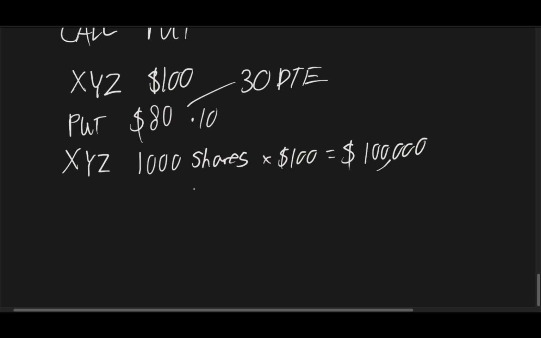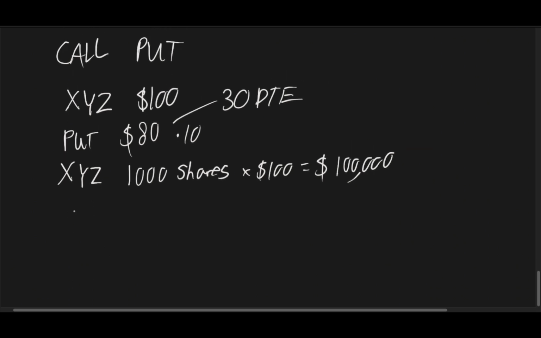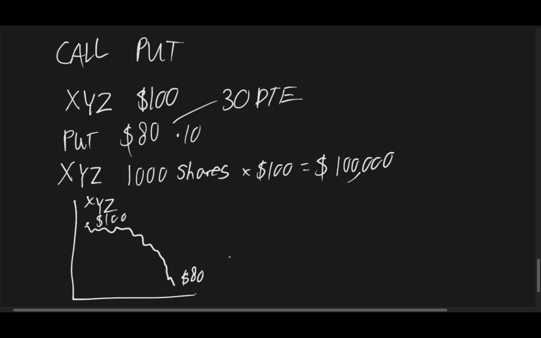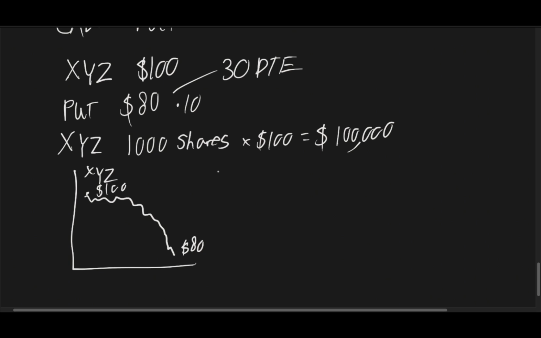I'll show you why we're insured for the downside. Because if you look at your profit, let's say XYZ is here, and it's $100. And for whatever reason, it drops to $80 suddenly. Okay? So if you didn't have the option, you would lose $20,000. This is because your stock went down 20%. Actually, it would be better to make the put option at $90 just so it's a little less complicated. So let's say the put was at $90.